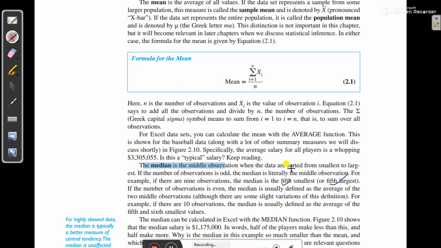But here one point is very important: we need to first sort the values of the samples. Then we can take the mid value. If n is odd, then the (n plus 1) divided by 2 value will be the middle, and if n is even, then either the n by 2 or the n by 2 plus 1 position will be the median value.